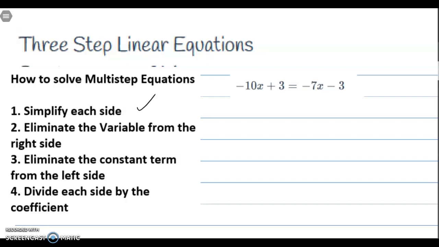All right, the next step is to eliminate the variable from the right side. So the variable on the right side is this negative 7x. So we need to eliminate that. Now, how do we do that? Well, we do the same thing we've done before to remove a term from the side. We would add the opposite. So we're going to add 7x on both sides. And we're going to add it to the like term. So it's kind of like combining like terms here.